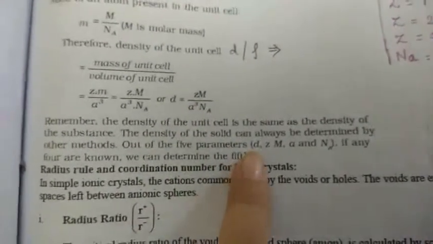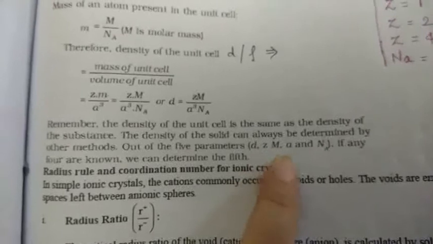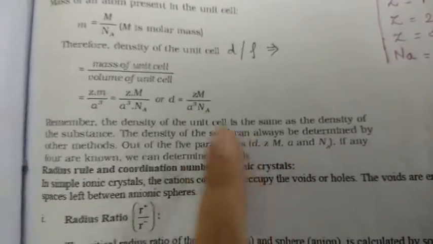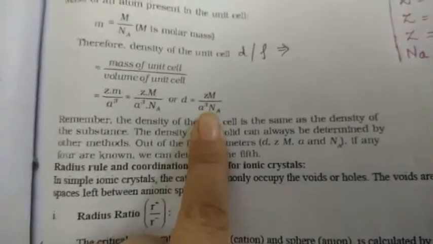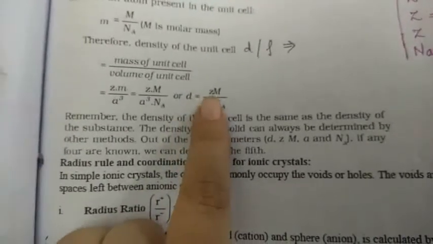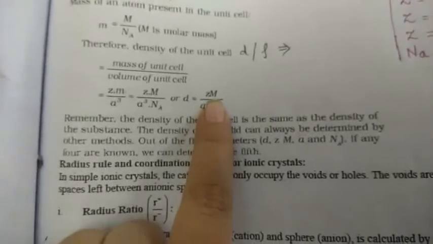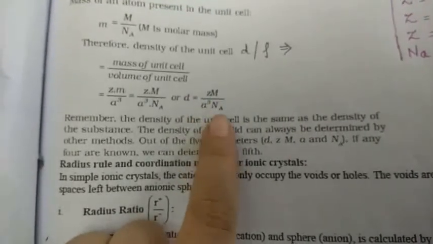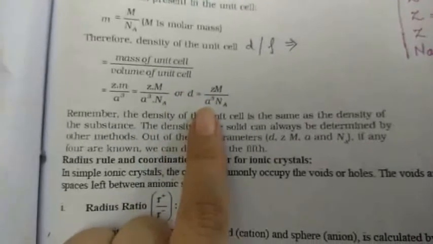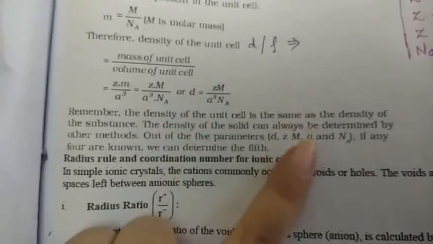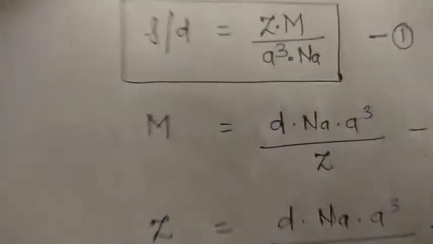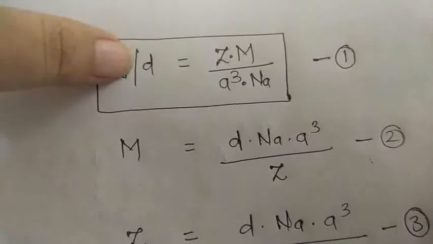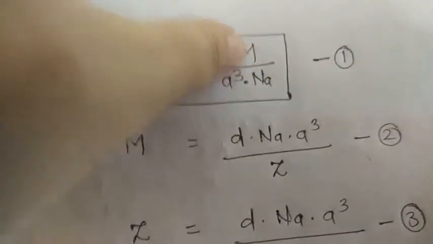If we know the values of d, Z, M or a, it means there are 5 things: one is density, other is number of atoms, next is molar mass, then edge length, then Avogadro number. Out of these 5, if we know any 4, the 5th can be calculated easily. This is the standard formula because we were calculating density. So formula for density is Z into M upon a cube into Na. This is the first formula.